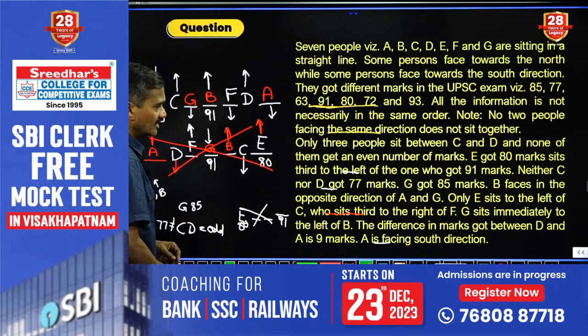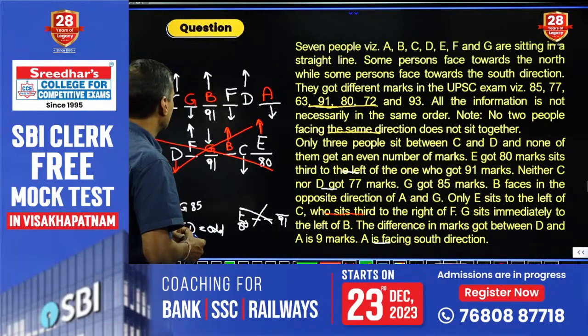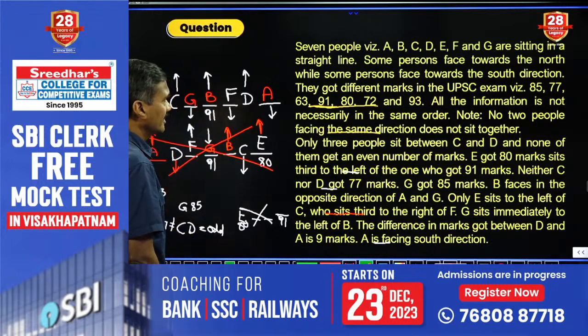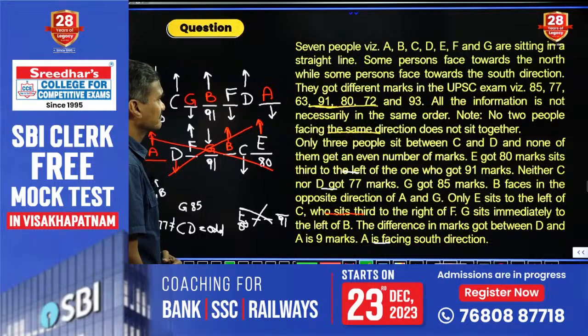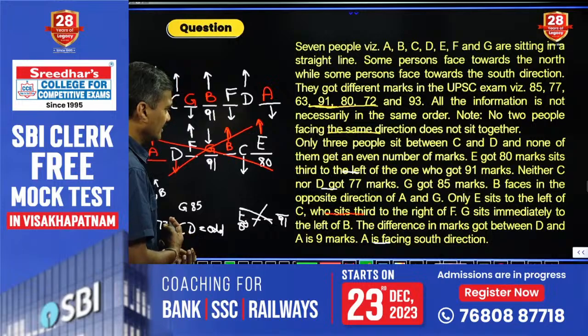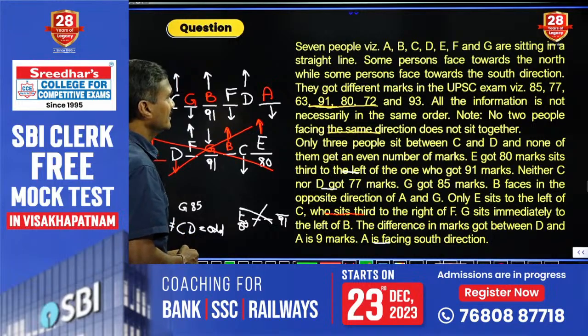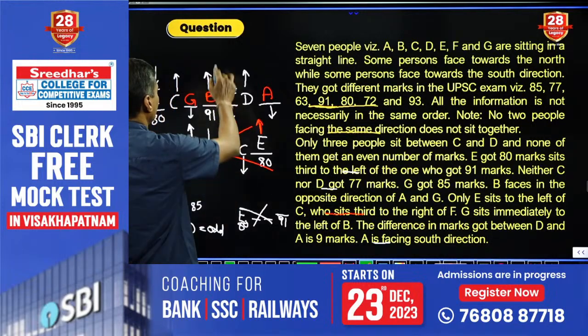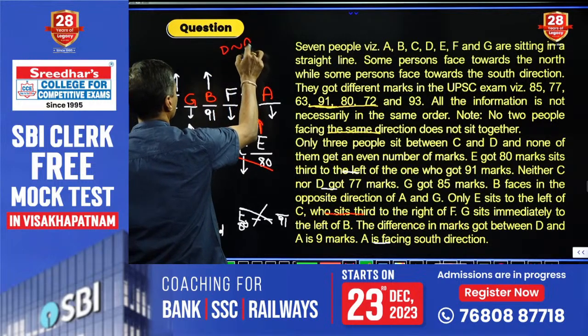And the difference in marks got between D and A is 9 marks. D కి A కి మధ్యలో ఎన్ని మార్క్స్ ఉన్నాయో చెప్పండి? 9 మార్క్స్ ఉన్నాయి. D and A 9 మార్క్స్ ఉంటే among the given, 9 marks, 85 plus 9, isn't it? 94 is not there. And next one 77 plus 9. Now which two persons here? G and A. Difference between D and A is 9 marks. D and A, the difference is so much, 9 marks.